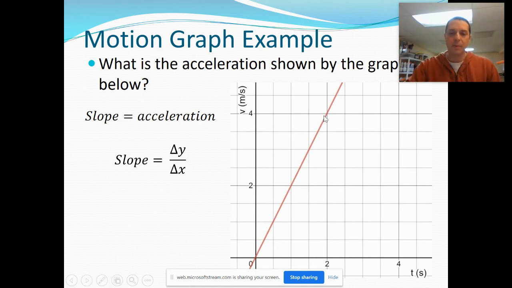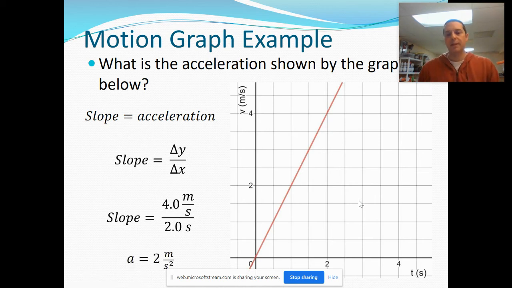So we're going to take a look at the point at 2, 4, where we have a time of 2 seconds giving us a velocity of 4 meters per second, and then we have the origin, which is 0, 0. So we can take our slope, change in y over change in x, or 4 meters per second divided by 2 seconds, which gives us an acceleration of 2 meters per second squared. So if we're looking at a velocity as a function of time graph, we can always determine the slope of this graph in order to find what our acceleration is.